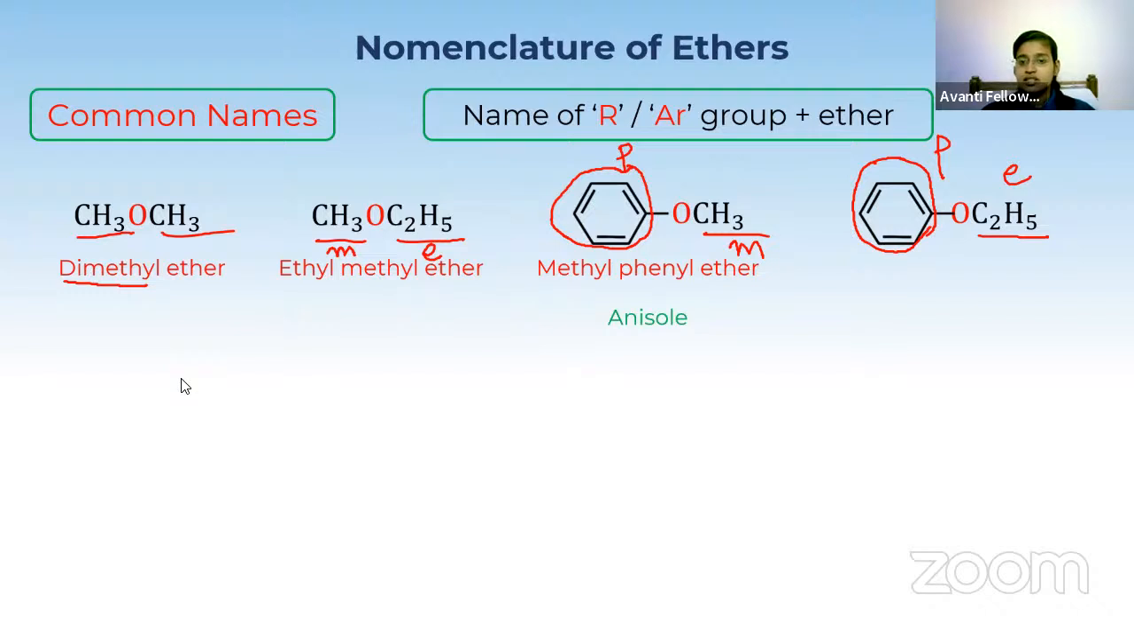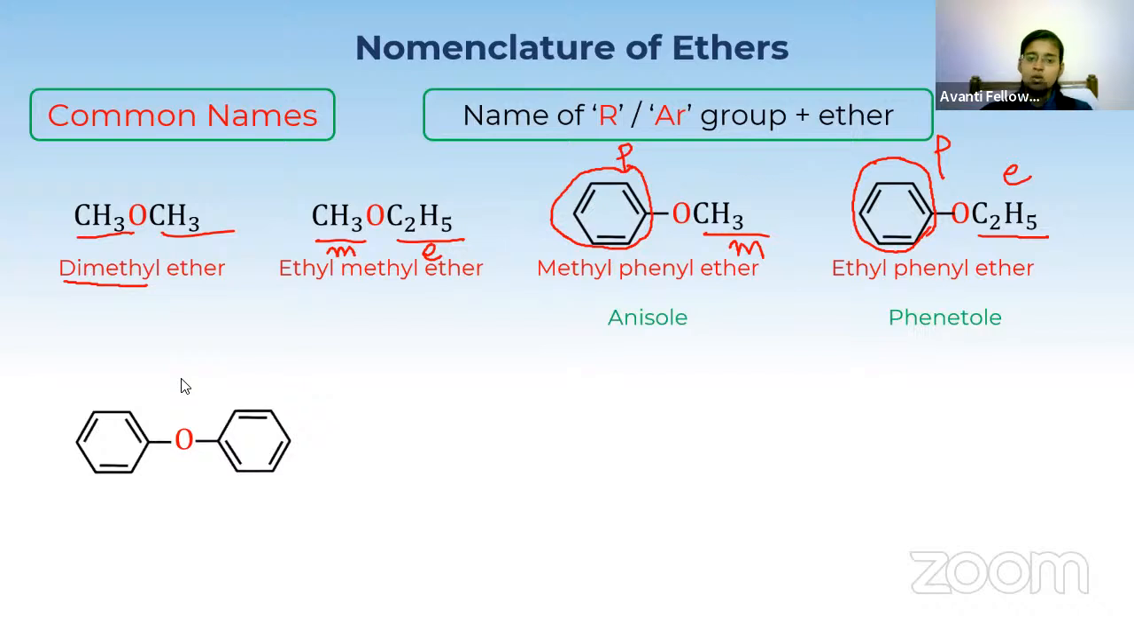Students, none of you have got the answer for this? It is called ethyl phenyl ether, or otherwise called phenetole. If I have two C6H5 groups, one ring is called phenyl, so two phenyl groups make it diphenyl ether.